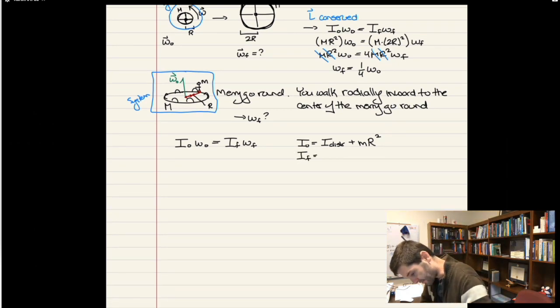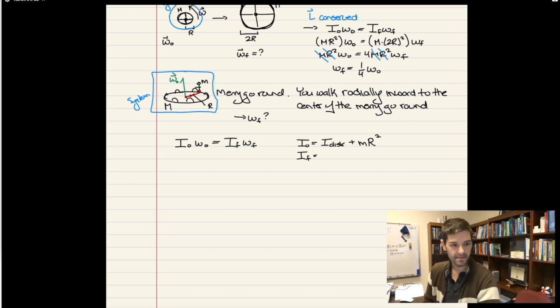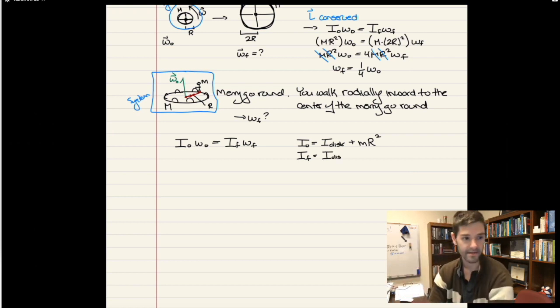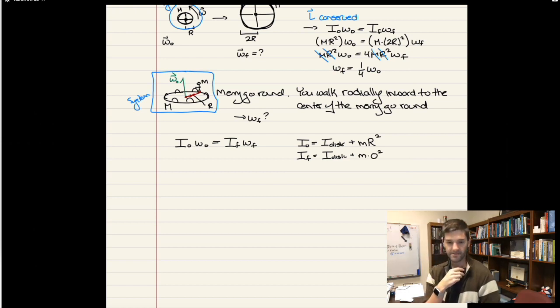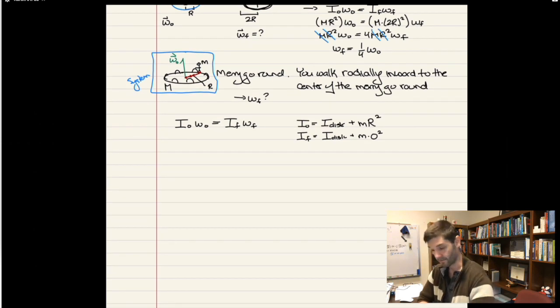So then really it just becomes a question of writing down what each of these represent. So I have the inertia of the merry-go-round itself, which is probably pretty well represented as a disk, plus my mass. So if I approximate myself as just a point particle, I'm some blob of mass that is a distance capital R away from the rotation axis. So I contribute m R squared to the inertia.